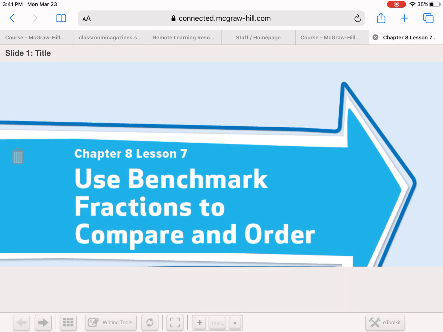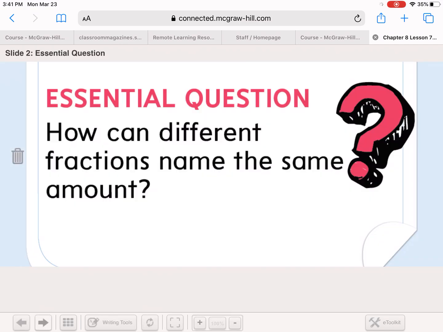Okie doke. This is chapter 8, lesson 7. We're going to compare and order fractions using benchmark fractions, and we're going to be using a number line specifically. Here's our essential question. How can different fractions name the same amount?